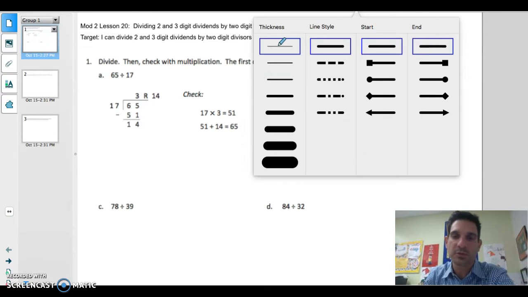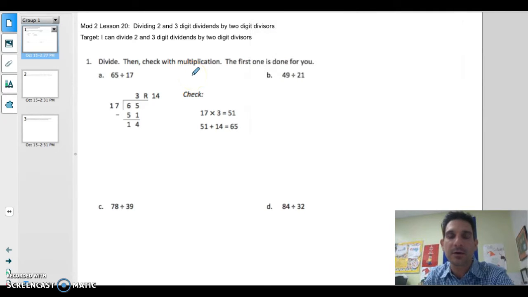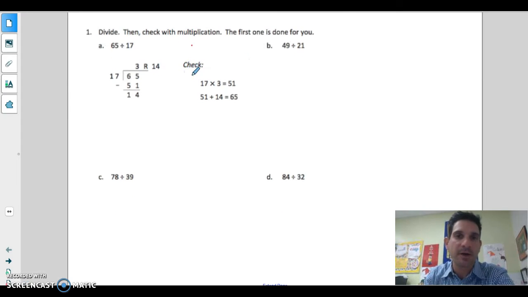So now we're going to do lesson 20, and we're going to talk basically the same things. All right, so we're going to be dividing remainders. We're going to be checking with multiplication. It's all going to be a good time. Now the only problem is the numbers are not as nicely going into each other. But this is where those estimating skills are going to come in handy. So let's take a look at a couple of these.